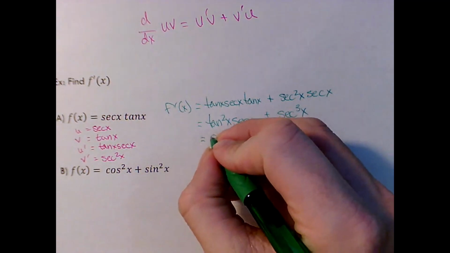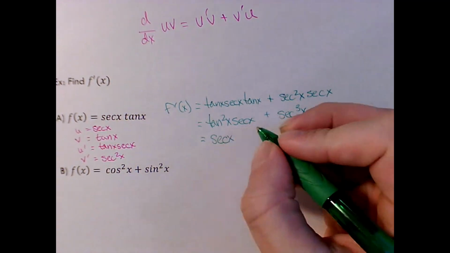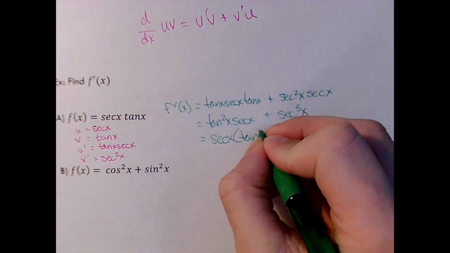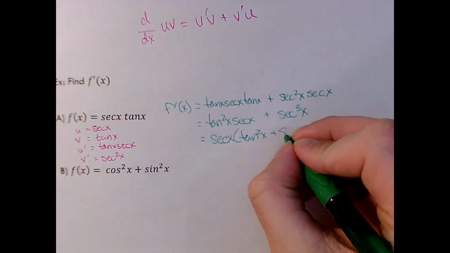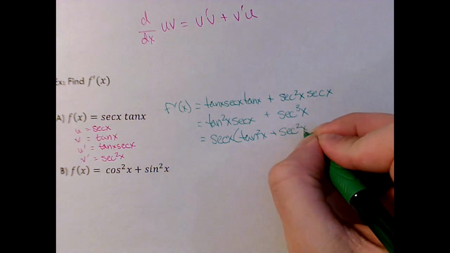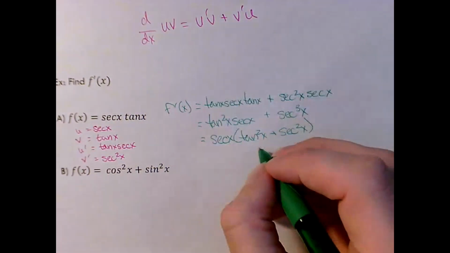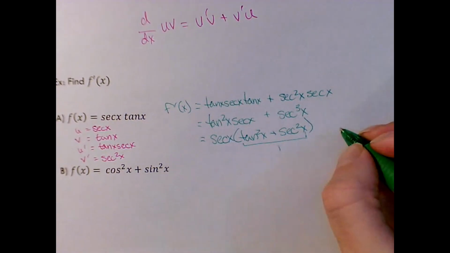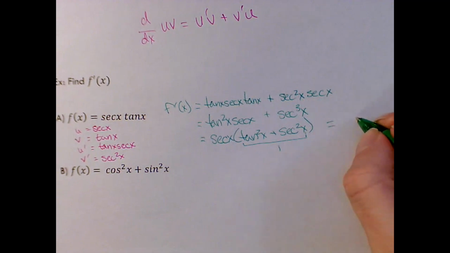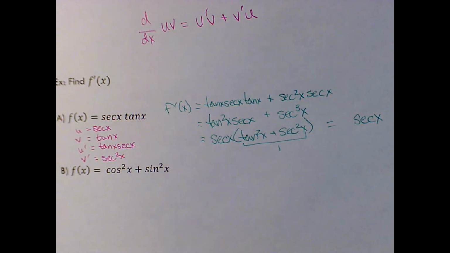If I bring out a secant, that leaves me with tan squared x plus secant squared x, and I just learned that this guy becomes 1. So the derivative ends up being secant x times 1, which is secant x. Would you look at that? Fun.